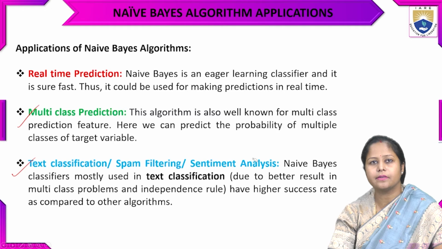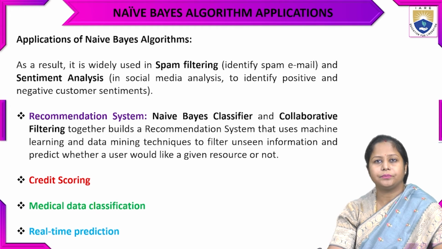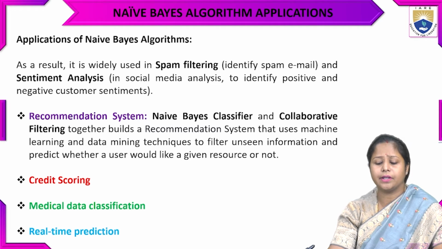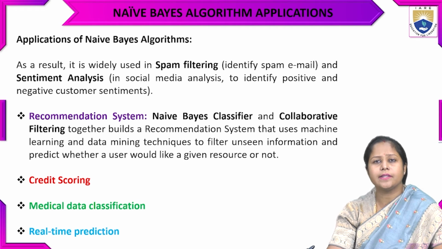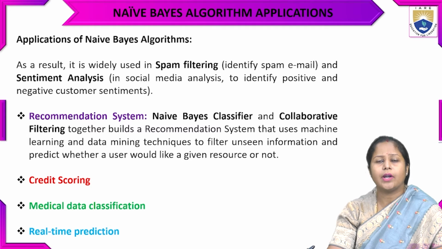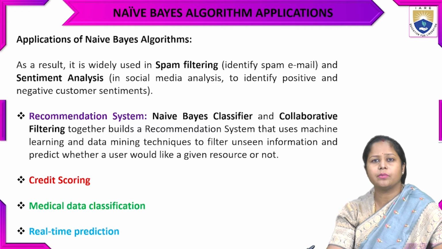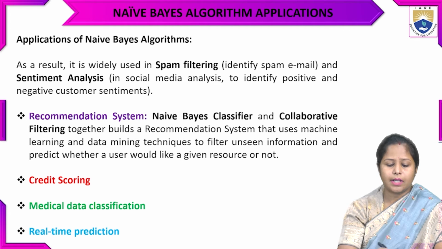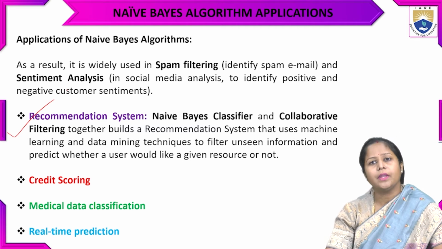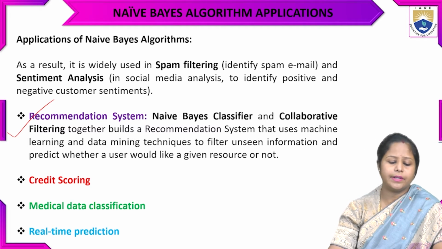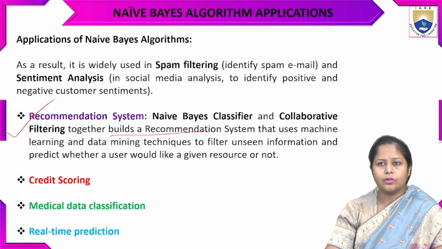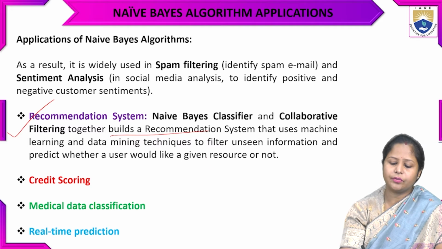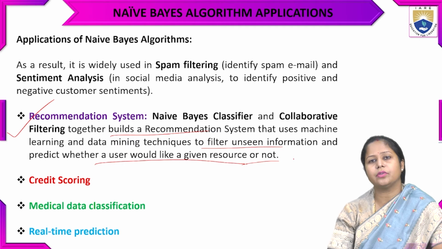These are more applications. For spam filtering, it identifies spam in email filtering, and it is used for sentiment analysis. In social media analysis, we use it to identify positive and negative customer sentiments. Another application is the recommendation system. Naive Bayes classifiers and collaborative filtering together build a recommendation system that uses machine learning and data mining techniques to filter unseen information and predict whether a user would like a given resource or not.